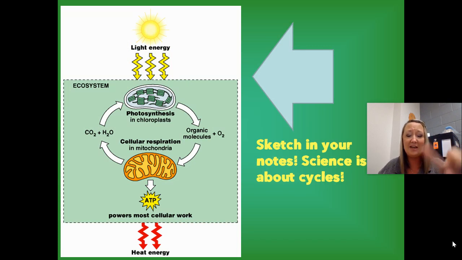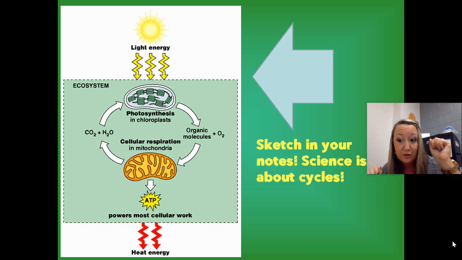I want you guys to sketch this diagram in your journals. It's very important because you're going to see something very similar to this tomorrow, and you're going to need to use your notes to help you figure it out, okay? So this light energy that's being fed into those chloroplasts, and photosynthesis is the process that's going to happen in the chloroplasts, right? Photosynthesis produces what? Organic molecules, which is our glucose, okay?